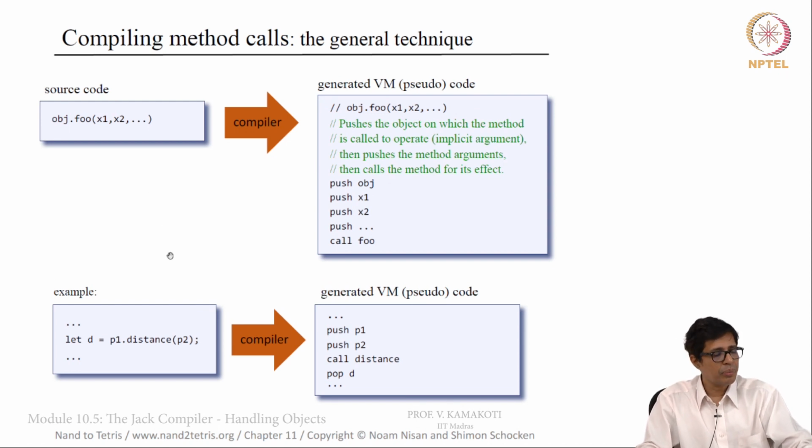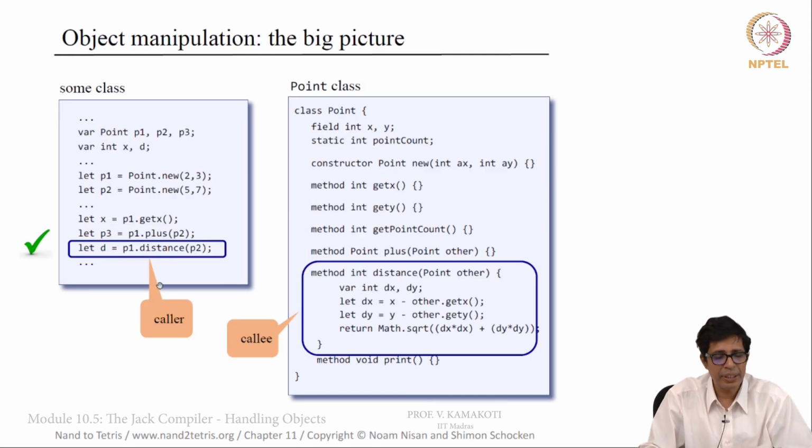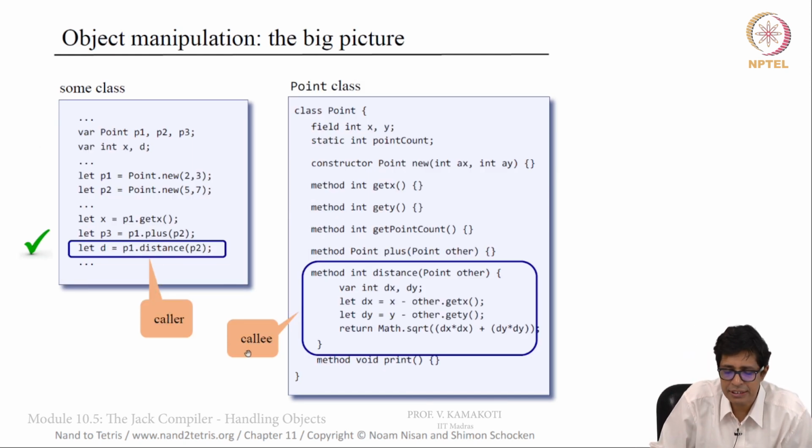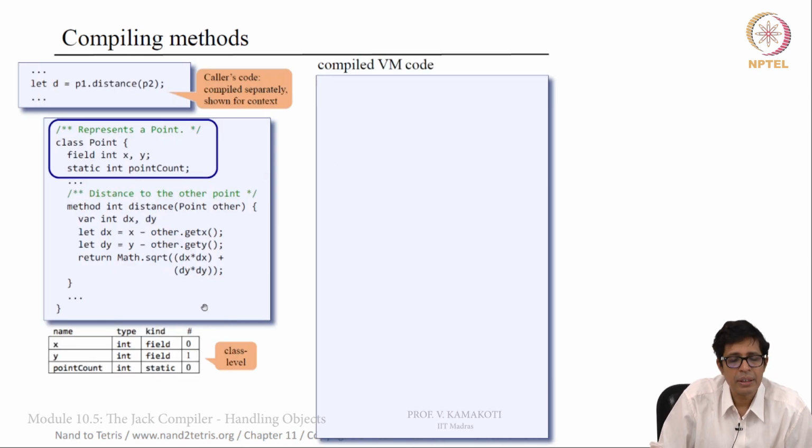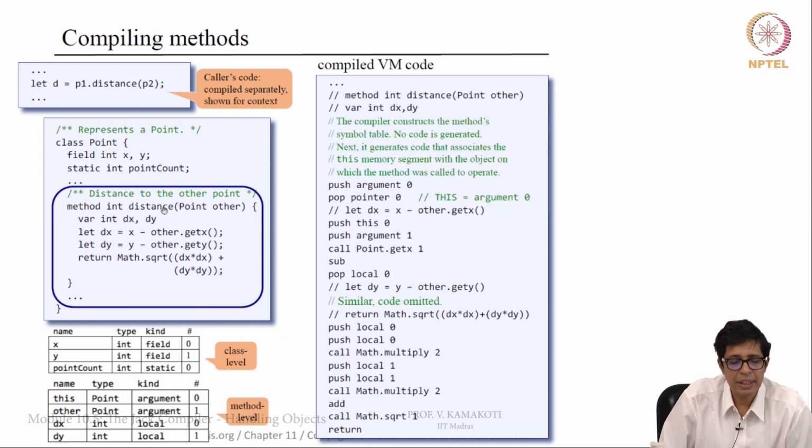Okay. So how do we go about doing this? This is the caller and this is the callee. Now what is going to happen? Let us look at the callee thing. So again this is Point.distance.